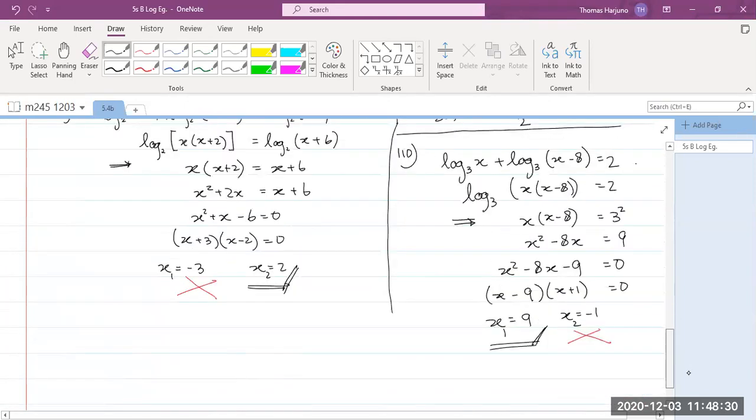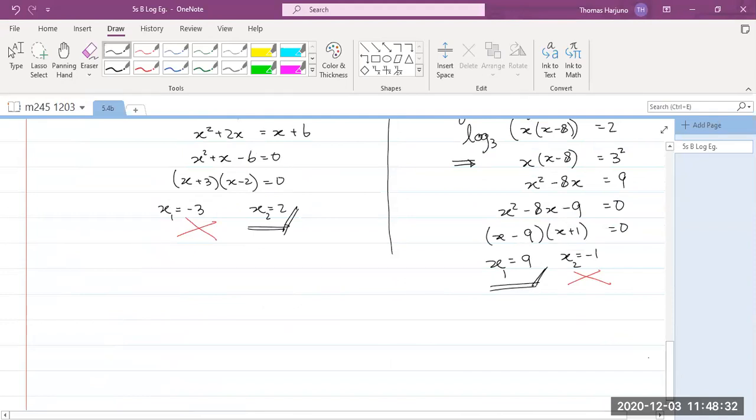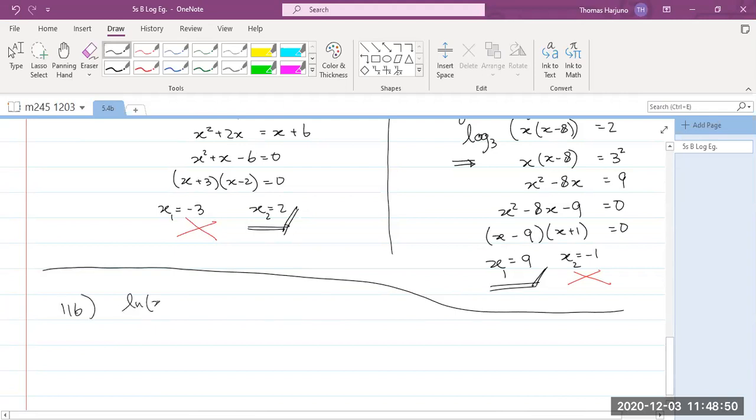Okay. Now, I will then go on to do problems that our textbooks say you need to use graphing software to solve. But actually, no, you don't need to. For example, number 116. Number 116, natural log of x plus 1 equals 2 minus natural log of x. Then I move the natural log of x to the other side.